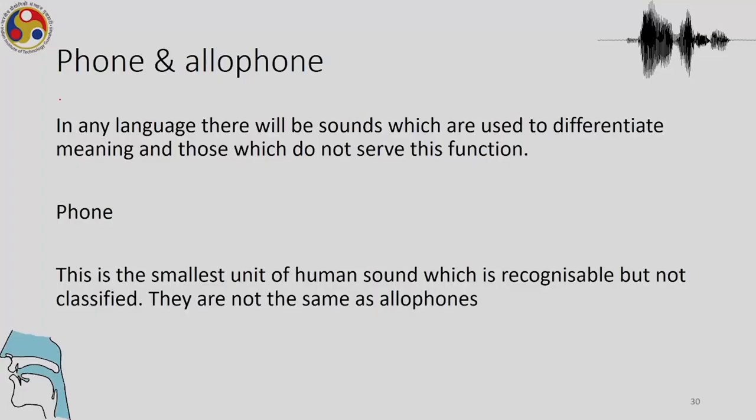Okay, now that we have understood a bit about the phoneme as an organizational unit, as the smallest unit of representation, let us also see if there are other units of sounds that we need to know about. Yes, there are, and they are called phones and allophones. So what is an allophone? In a language, there will be sounds which are used to differentiate meaning and those which do not serve that function. Which means there will be some sounds in languages which hearers will not even know that they are pronouncing differently from the distinctive sound that they are supposed to pronounce.